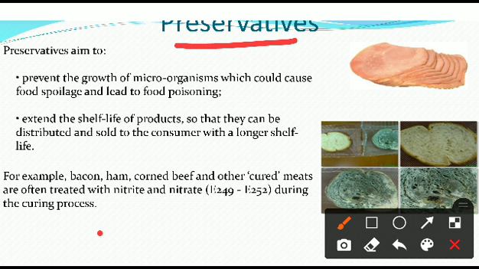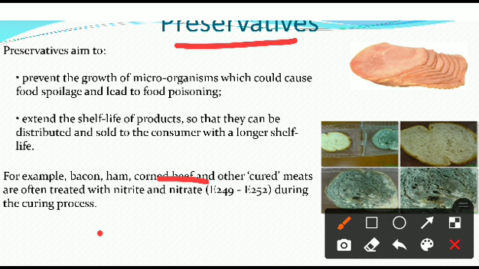If we add the preservative, the spoilage time decreases, or the food does not spoil for a longer period, and that's why we can sell our food to the consumer with a longer shelf life. For example, bacon, ham, corned beef, etc.